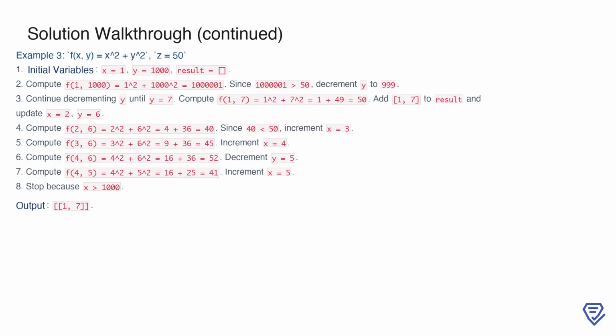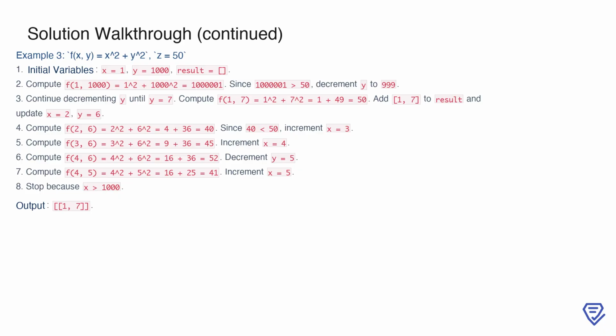For this example, the function is x squared plus y squared, and the target z is 50. We start with x set to 1, y set to 1000, and an empty result list. The initial computation, f(1, 1000), results in a very large value, so we decrement y repeatedly. When y reaches 7, we find that f(1, 7) equals 50. We add (1, 7) to the result and adjust the pointers.